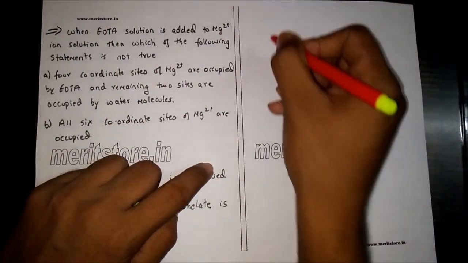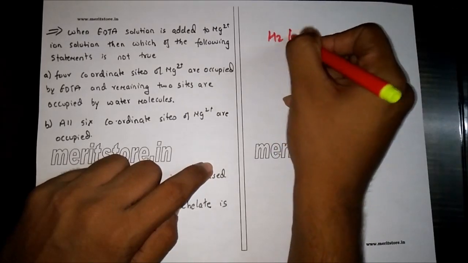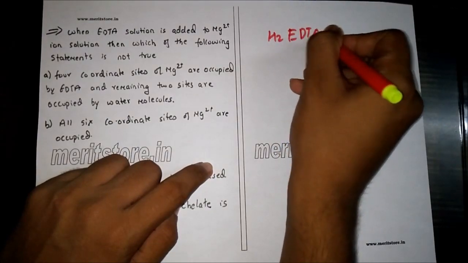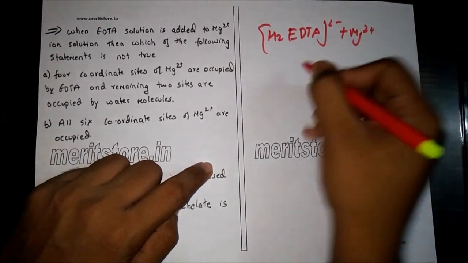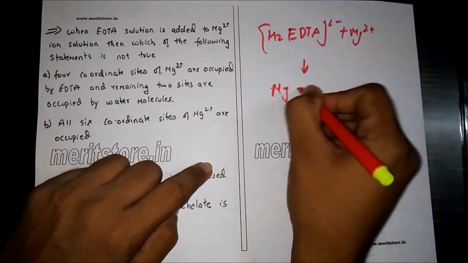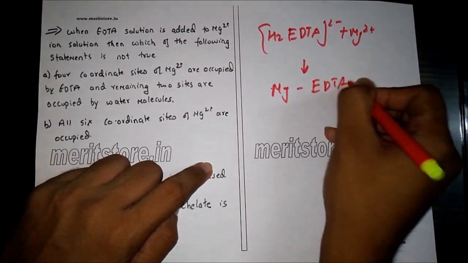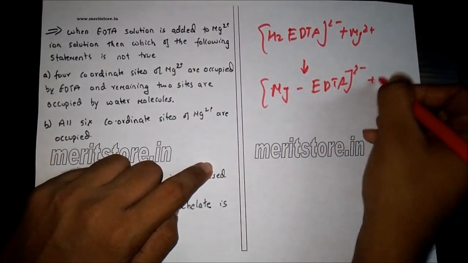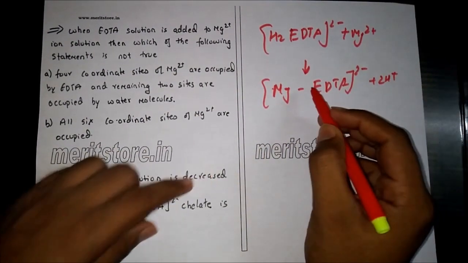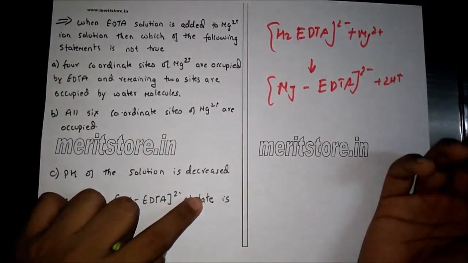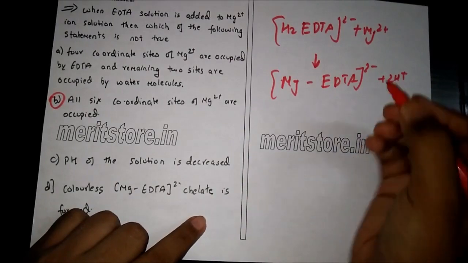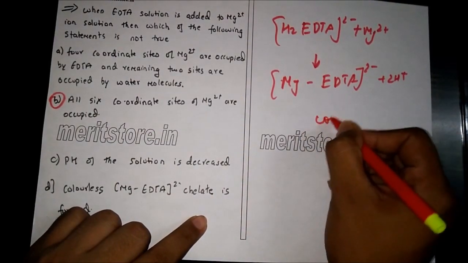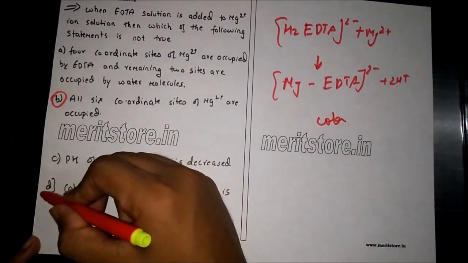Now let's look at the reaction of EDTA, which is EDTA 2- plus Mg2+ gives Mg EDTA 2- plus 2H+. Now, in the formation of this complex it is 6 coordinated. Therefore, option B is correct. Now, this complex is also colorless. Therefore, option D is also correct.